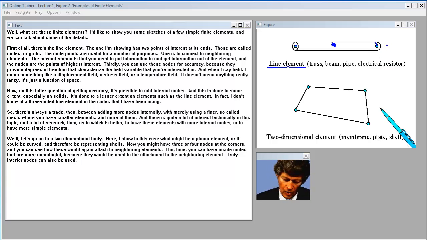Well, let's go on to a two-dimensional body here. I show in this case what might be a planar element, or it could be curved and therefore be representing shells. Now you might have 3 or 4 nodes at the corners, and you can see how these would again attach to neighboring elements. This time you can have mid-side nodes that are more meaningful because they would be used in the attachment to the neighboring elements. Truly interior nodes can also be used.